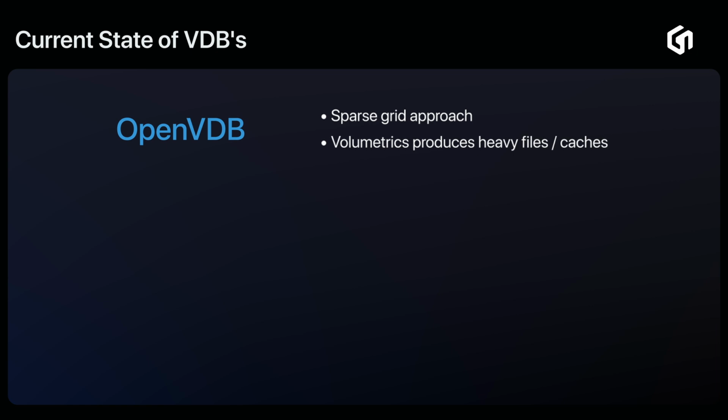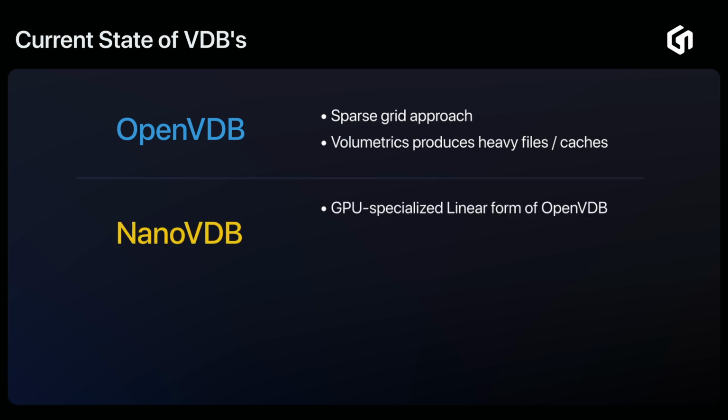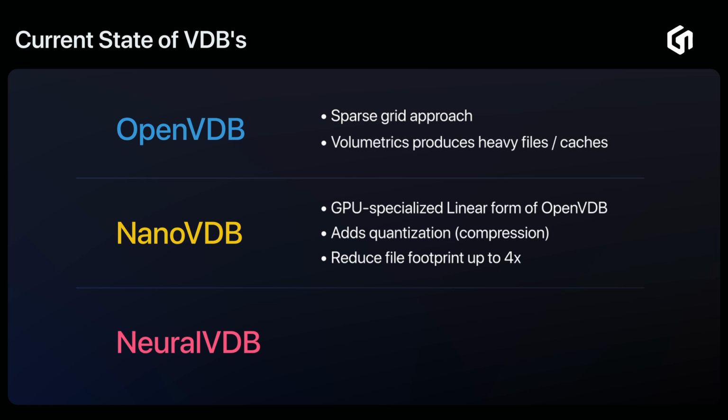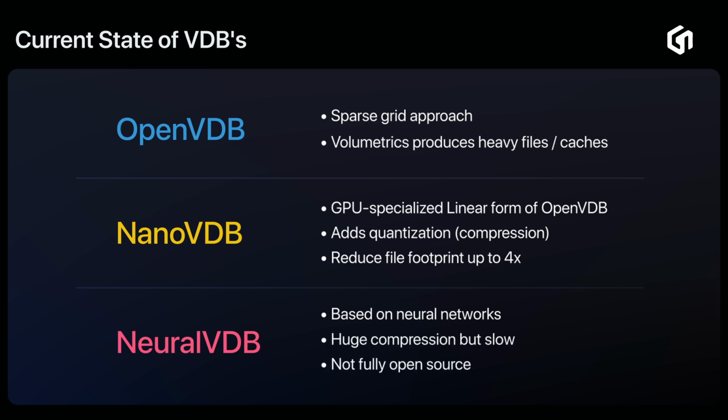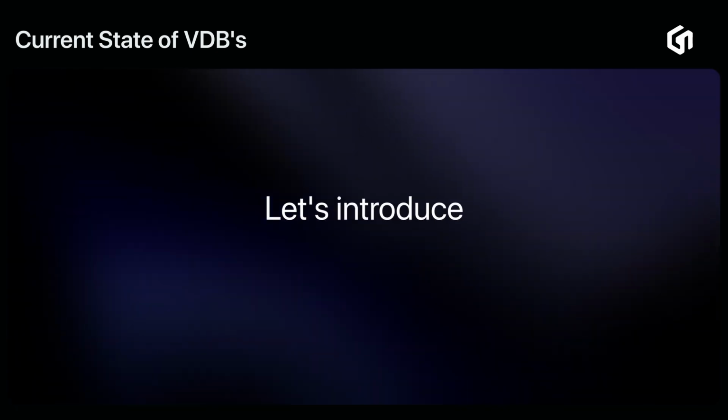The creator of OpenVDB created NanoVDB, which is a linear form of OpenVDB, especially useful for GPU. It adds quantization, which is some sort of compression, and can reduce up to 3 or 4x the footprint of the file. NeuralVDB is created by NVIDIA and used neural networks at different levels in the hierarchy in order to achieve huge compression ratio, but it's very slow to compress and decompress and it's not fully open source, thus not really usable for artists. Let's introduce VQVDB.